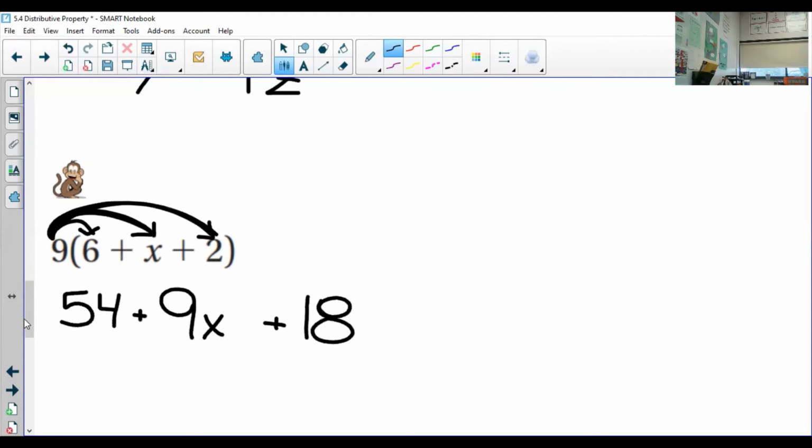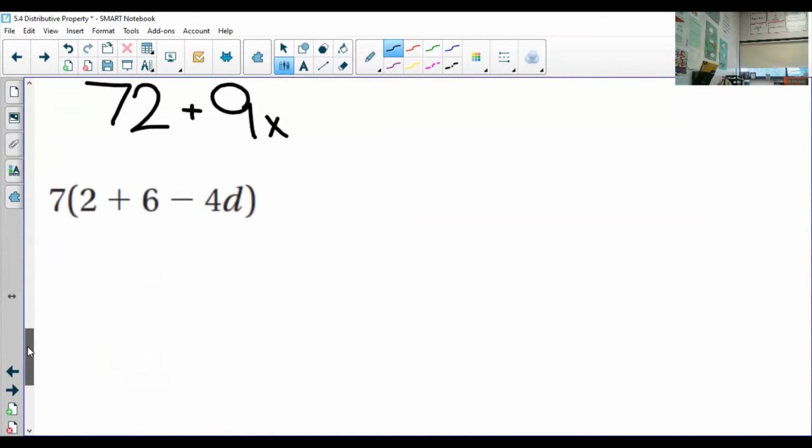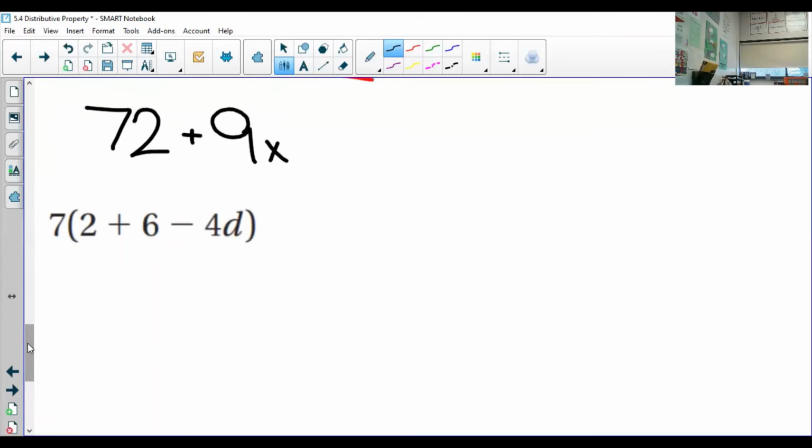Now, can I make this any smaller? Yes, I can. I've got two numbers here with no variable, so they can be combined. What's 54 plus 18? 72. Plus 9x. Now that one is finished. Let's do another. Here we go. Okay, we've got another one that's a little bit bigger.